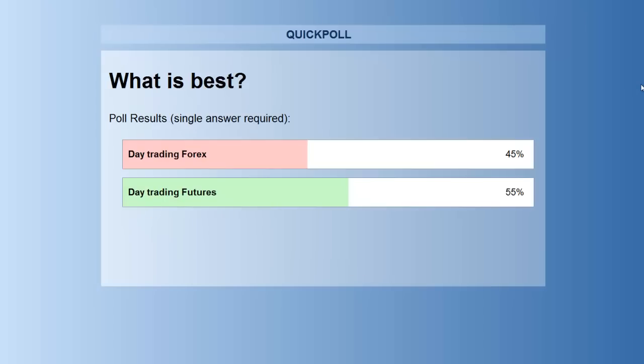It was close. So right now, 55% futures, 45% Forex. So very, very close battle. Doesn't surprise me at all, because there can be a compelling story for both. But that's obviously where we're at right now to start this up.